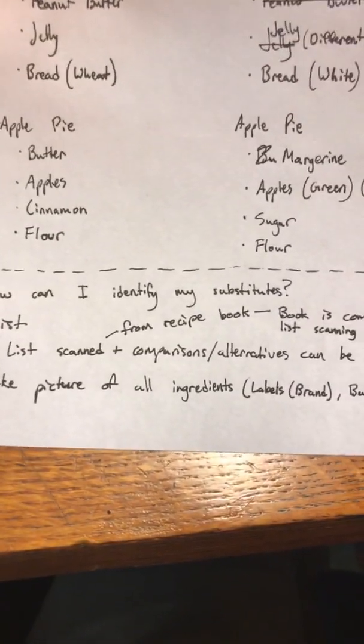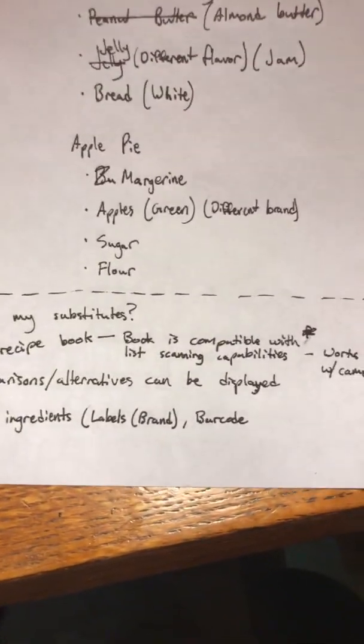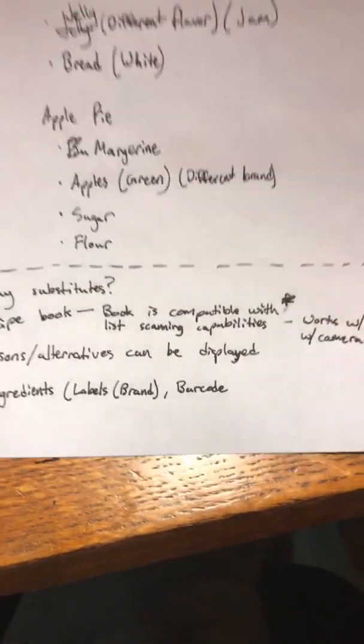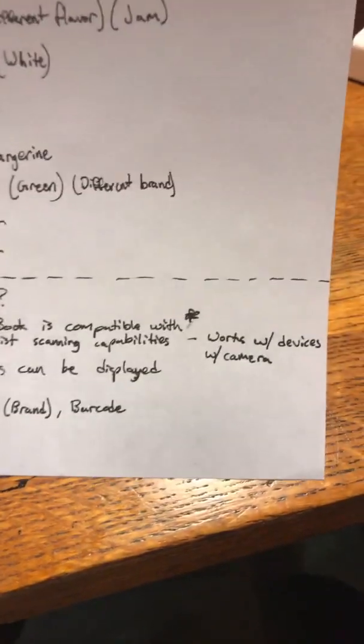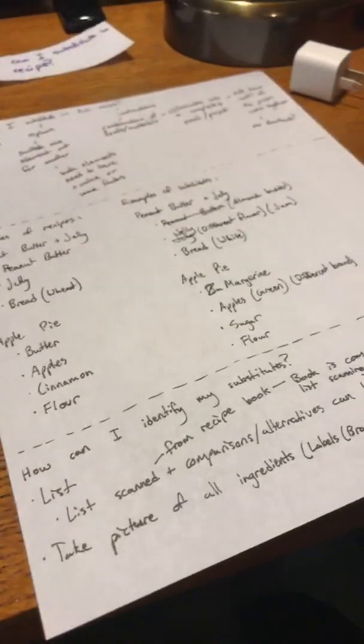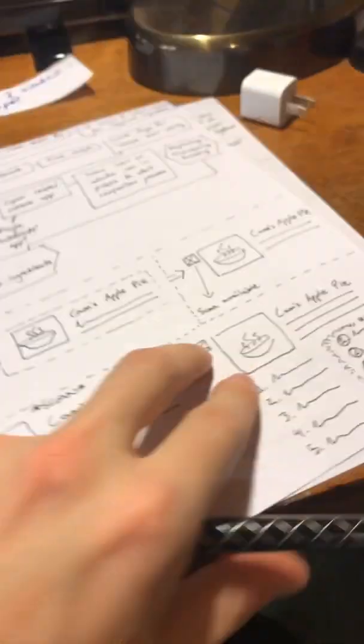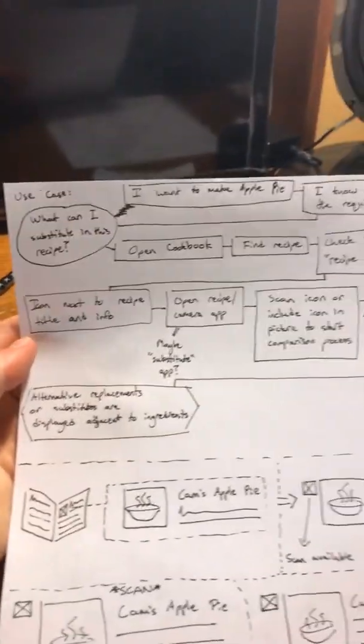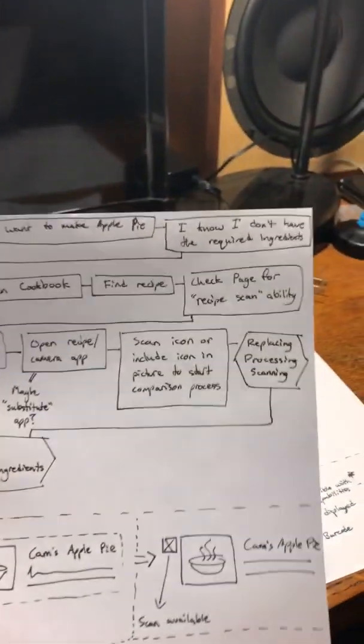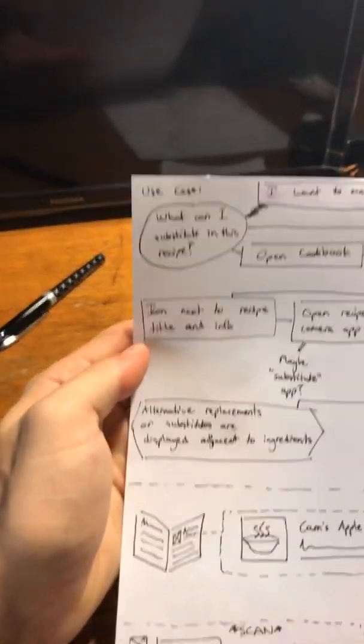But on this list idea, I thought, what if I take it from the recipe book, so you scan from the recipe book somehow. Maybe the book is compatible with list scanning capabilities, it has like a QR code or an icon, and then it works with devices with a camera, which everyone will have, especially when they're cooking. So I came up with a quick use case. Basically, the question was, I want to make an apple pie. I don't have the required ingredients. What can I substitute in this recipe?